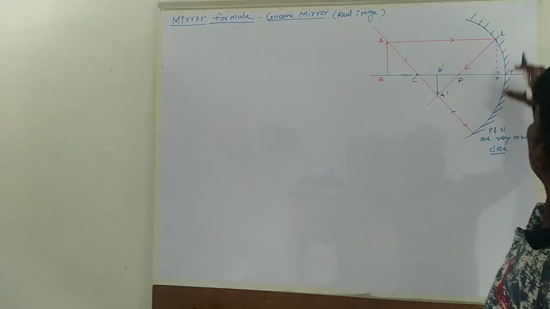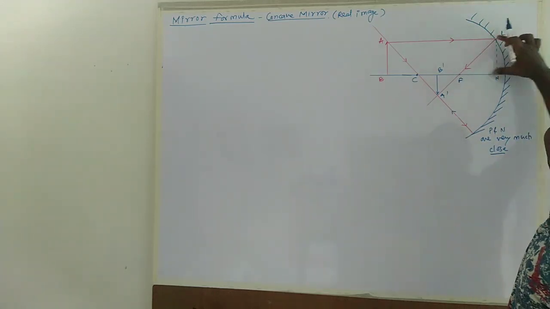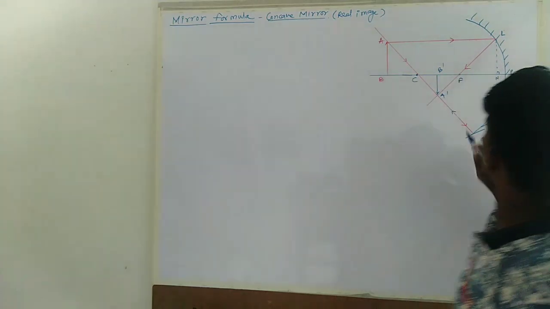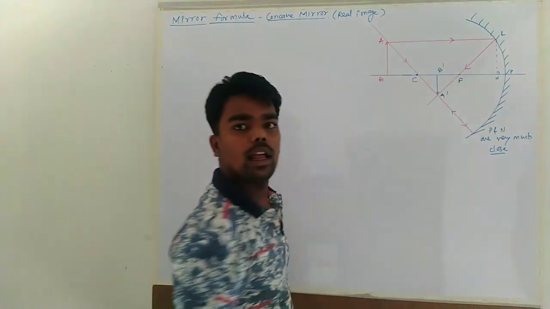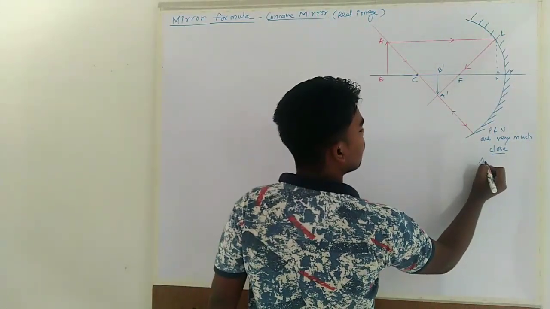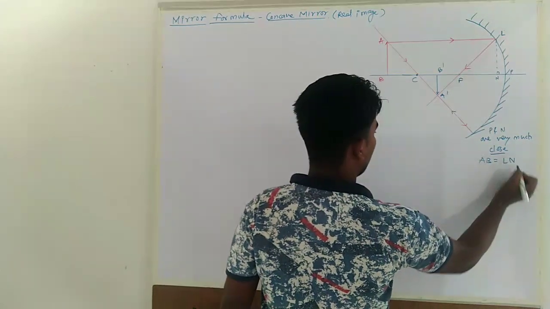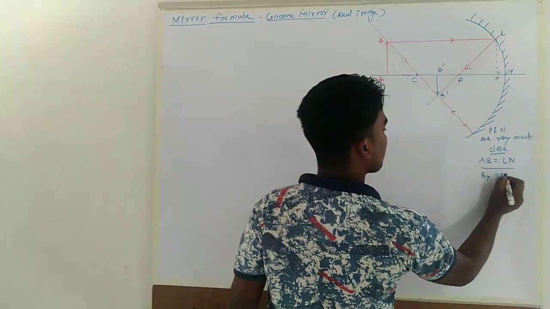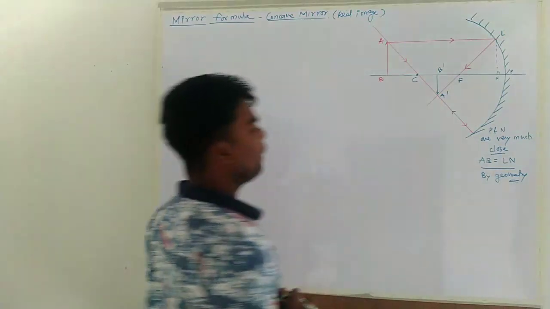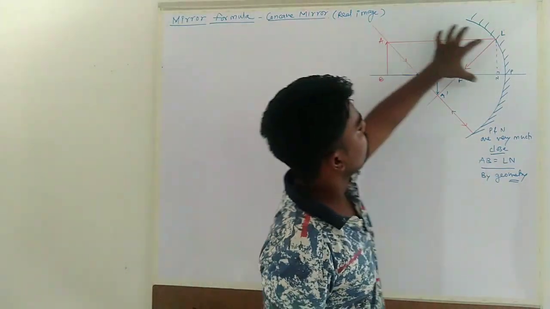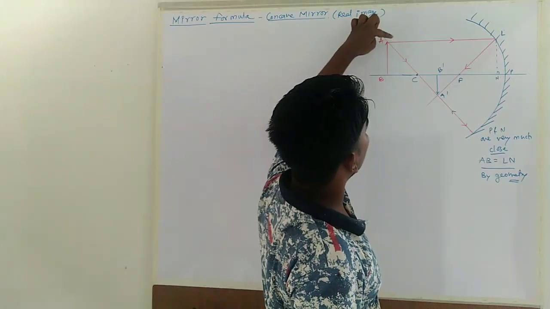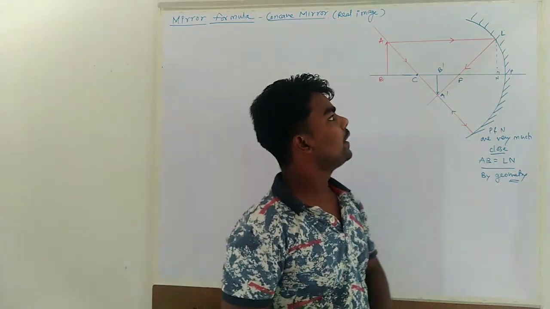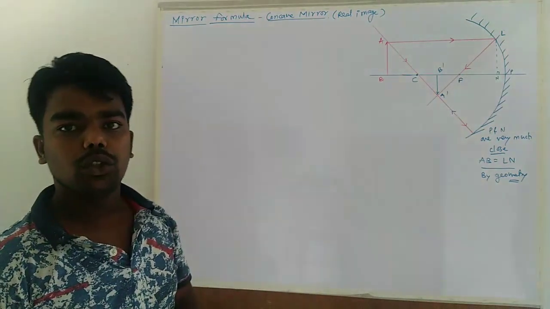Another thing you can write here is that because this line is parallel, AB is equal to LN. By geometry we can say AB is equal to LN, because AB is also the perpendicular line between the parallel rays. So AB is equal to LN by geometry.